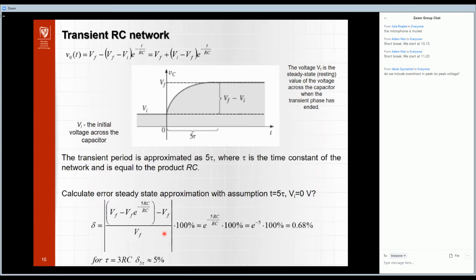and very often in practice we can use tau equal 3 RC to describe the steady state, and for this value of 3 tau the error is about 5%. So you can meet in practice this value or this value.